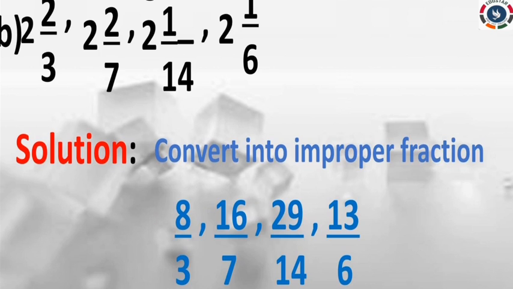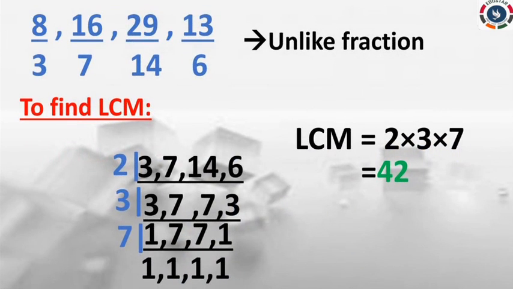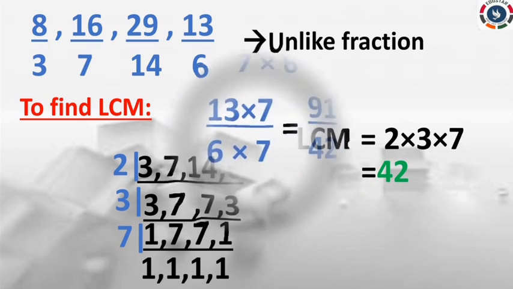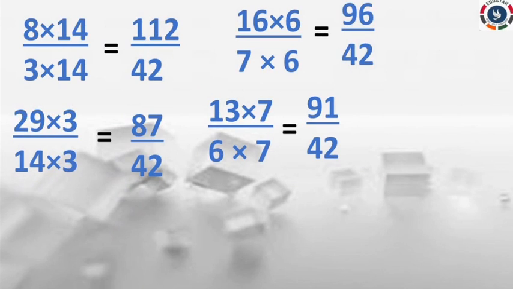Now you are going to convert these into like fractions. So you want to find the LCM. Using the denominators 3, 7, 14, 6, you find the LCM. The LCM of 3, 7, 14, 6 is equal to 42. So you are going to convert all the denominators into 42. Already I explained this to you in the previous class. You have to copy in your math class or note.